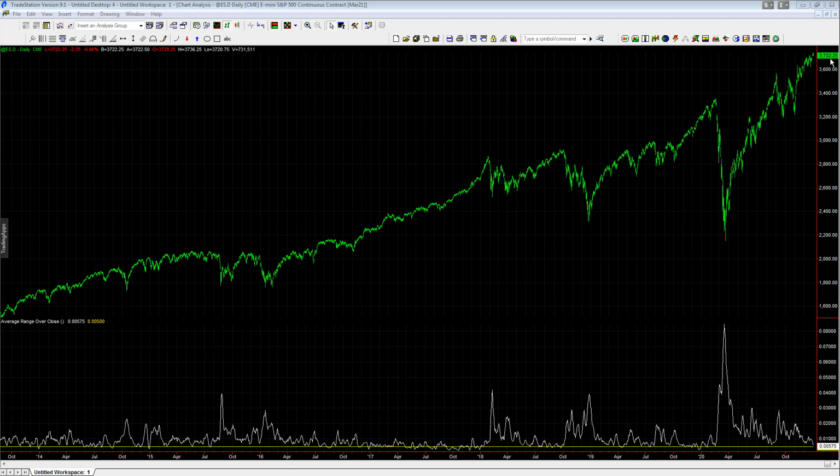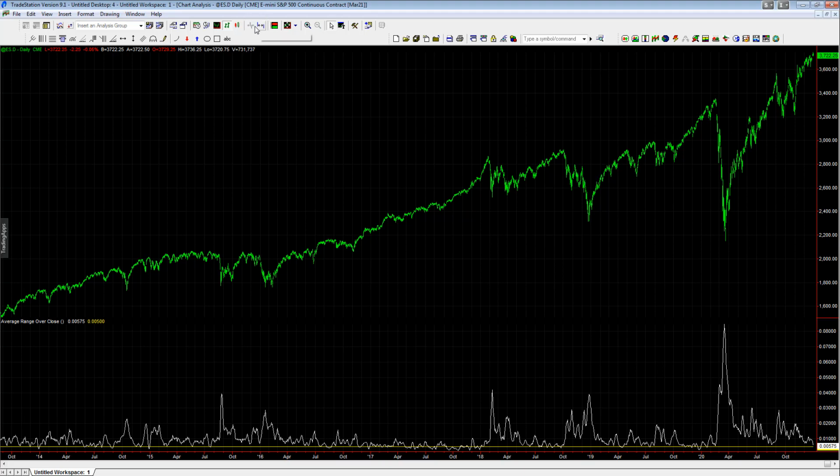So basically the range of the day, the high minus the low, is divided by the close. And so, for example, a 1% move on the S&P at 3,000 would be 30 points. Half of a percent range would be a 15-point move.